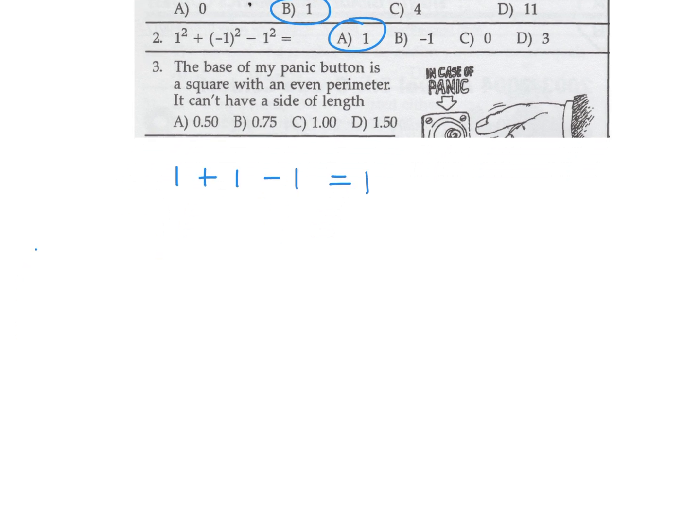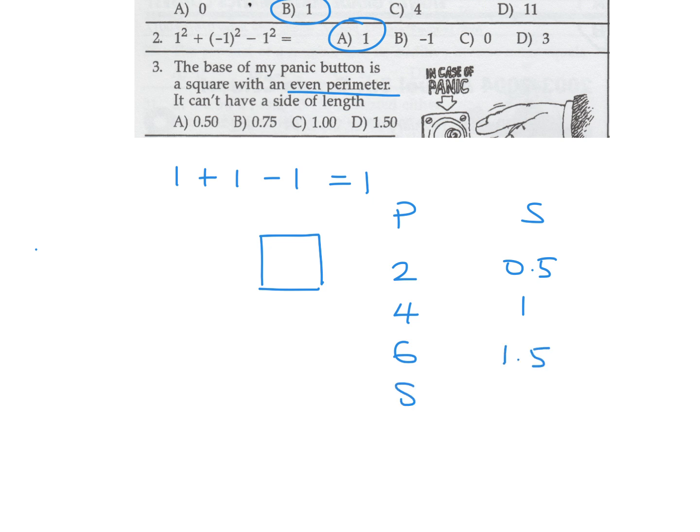The base of my panic button is a square with an even perimeter. It can't have a side length of... So if we have a square and its perimeter is even, that's what they're saying. Let's see what we get if we put in even numbers for the perimeter. If the perimeter is 2, the side length would be 0.5. If the perimeter is 4, the side length would be 1. If the perimeter is 6, side length would be 1.5. If the perimeter is 8, side length would be 2, and so on, right?